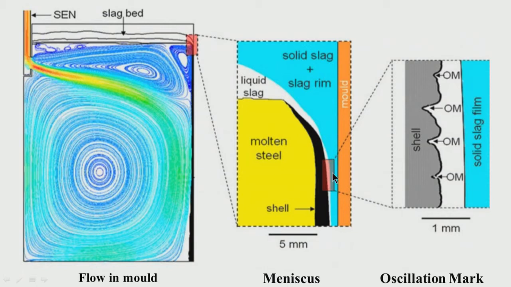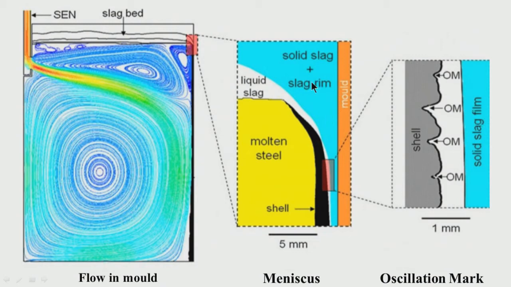So, the gap between the mold and the molten steel, as I was telling you, the liquid slag will be dragged in, and in contact with the mold it will get solidified.